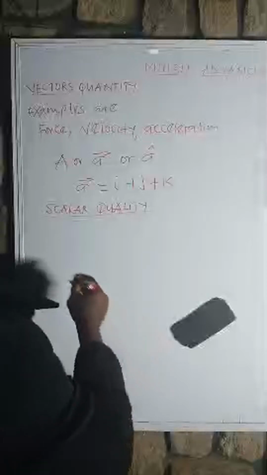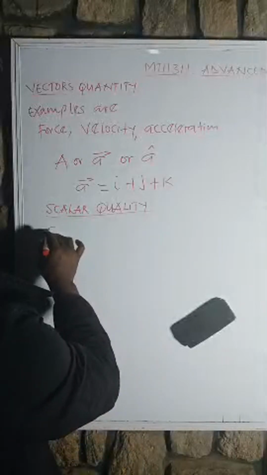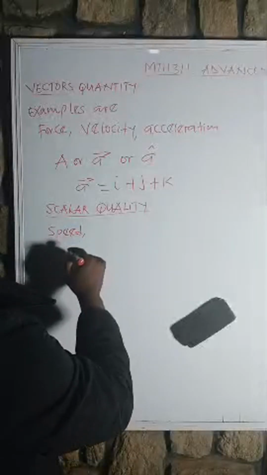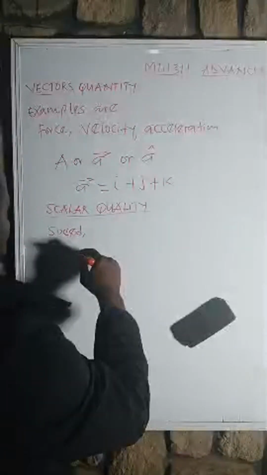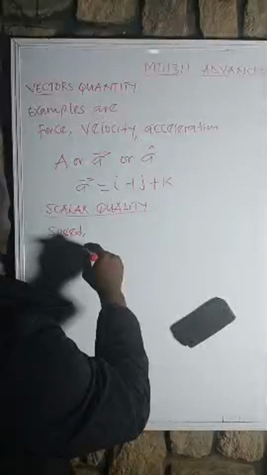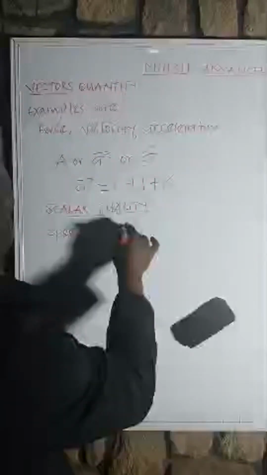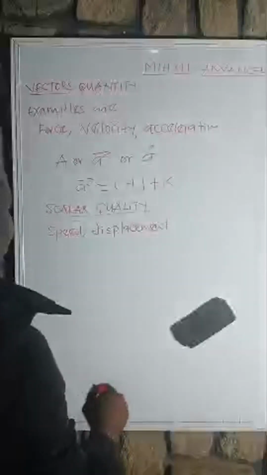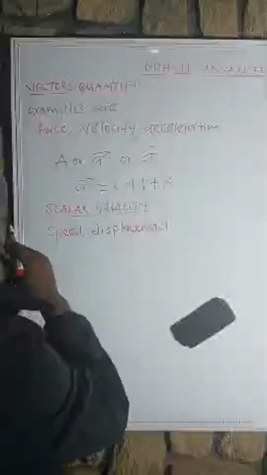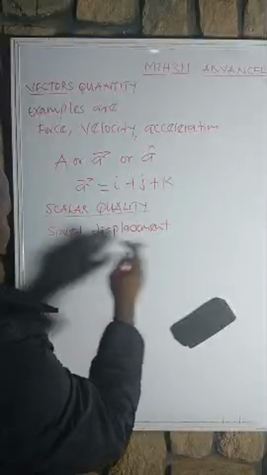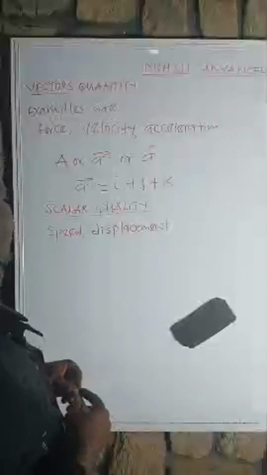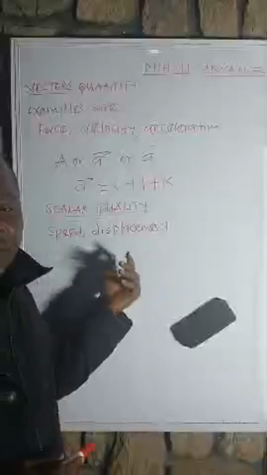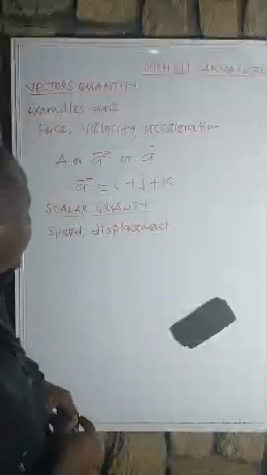Examples are speed, displacement, time, mass, etc. Is that clear? So this is a scalar quantity and examples of scalar quantity. Is that clear? So take note. So far, so good.